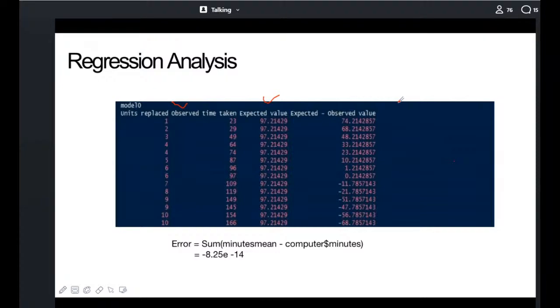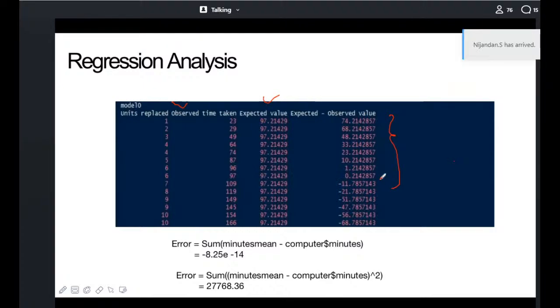Why is it equivalent to 0? Because the data is distributed on both sides of the mean. Okay, so in that particular case, I cannot simply take the sum of errors. I will have to take the sum of squared errors, which comes to around 27,768.36. So remember this value.